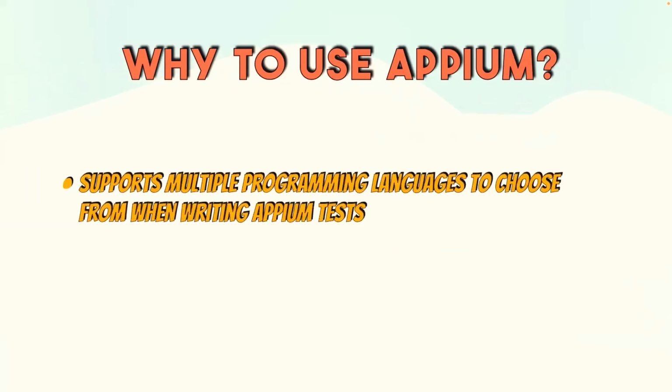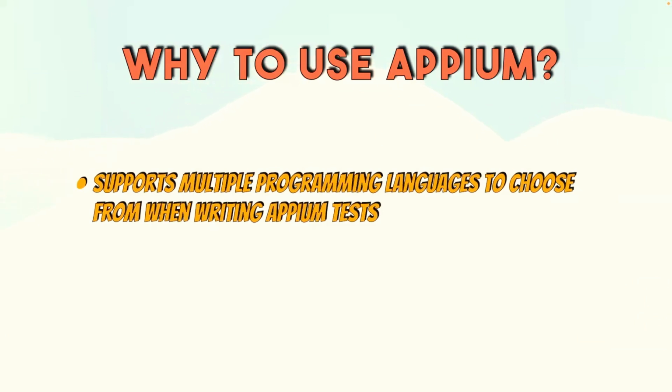Why you should use Appium? Appium provides support for multiple programming languages for their Appium client, which you can choose from, and you can use that Appium client to automate your Appium tests. Currently, Appium provides support for Java, JavaScript, Python, Ruby, etc. So there are multiple options available, which you can choose from.